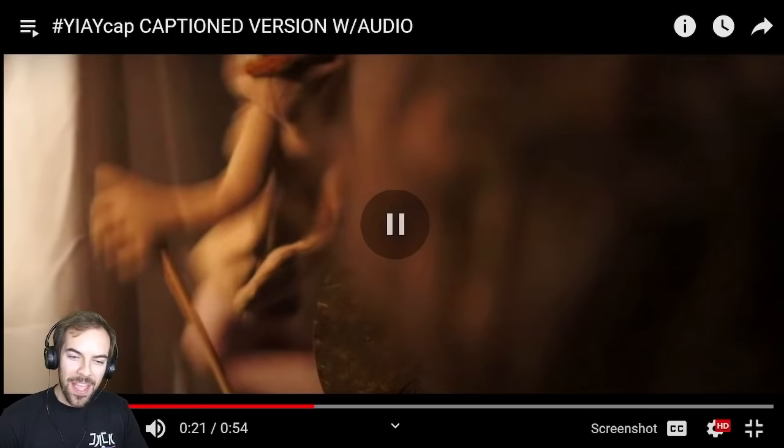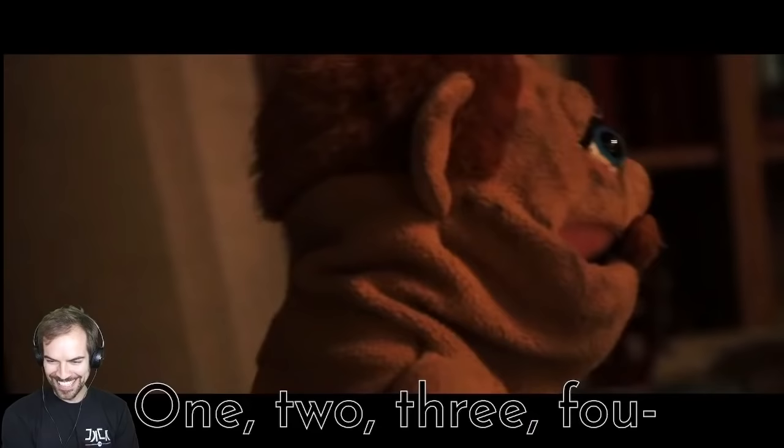Yes! Yeah! We got it! I do. The puppet kind of looks like J.K. Simmons.